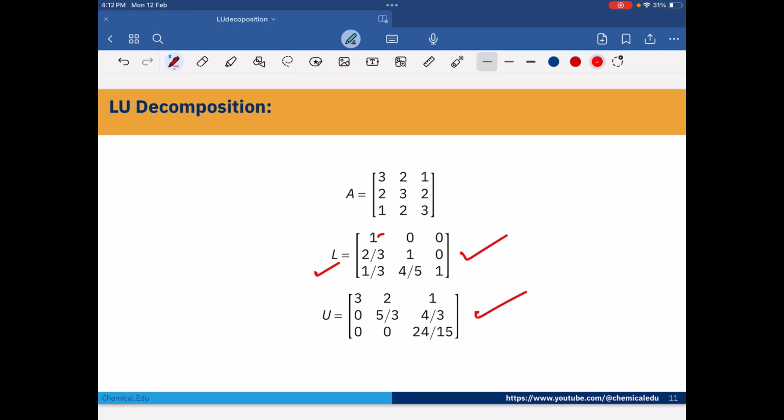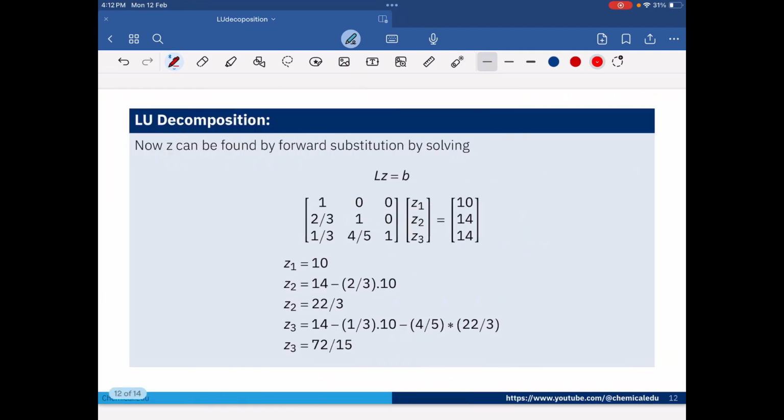Now after getting L and U, we can do LZ is equal to B, so we have to find Z1, Z2, Z3. The B matrix is 10, 14 and 14. If we do forward substitution, Z1 will be 10, Z2 will be 14 minus 2 by 3 into 10, and then we will get Z3.